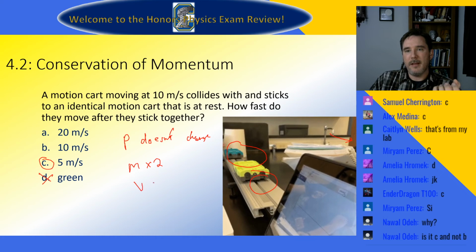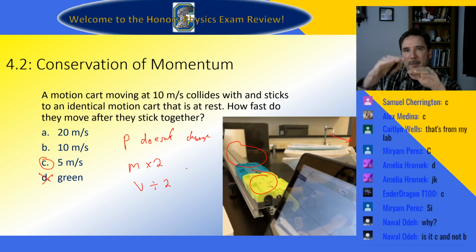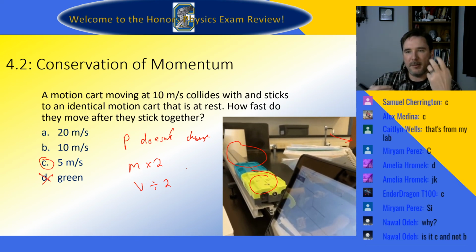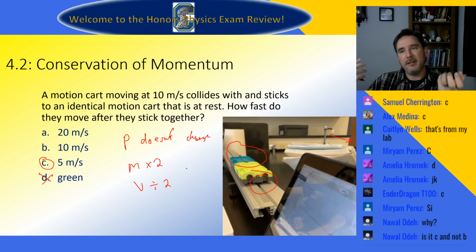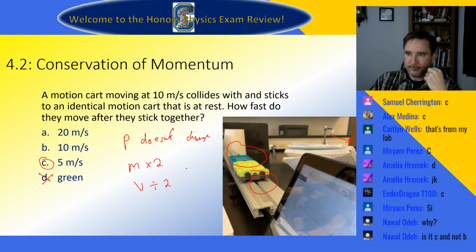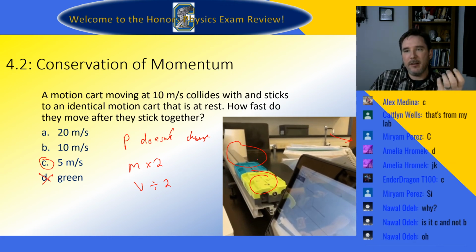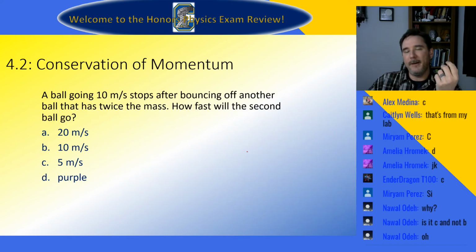Well, then that means the velocity has to get divided by 2, because it has to balance out. If you double the mass, the total momentum doesn't change, so something has to change, and it ends up being the velocity. So when you collided the carts, there's definitely a slowdown, and since they're equal masses, they slow down by half. Okay, so think about this one.